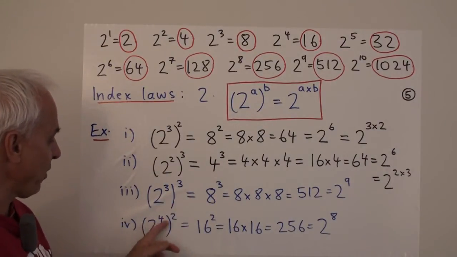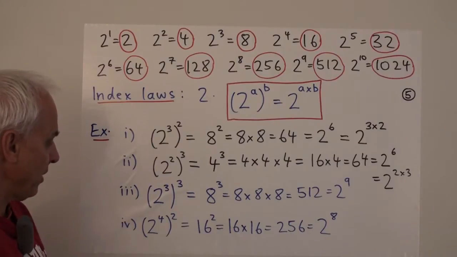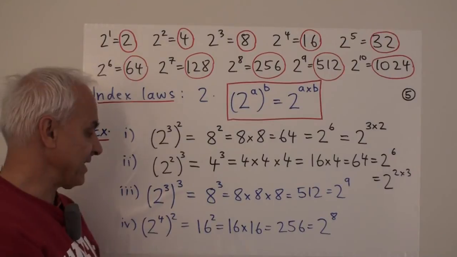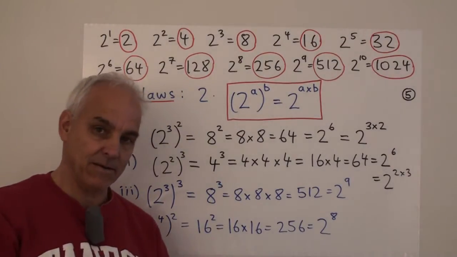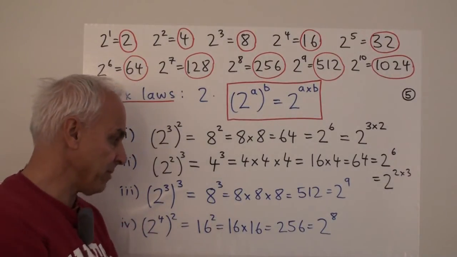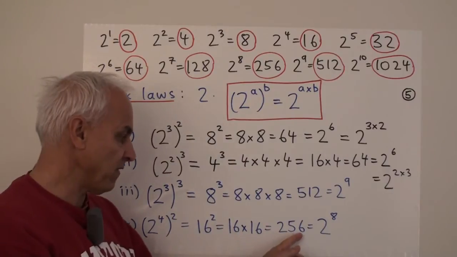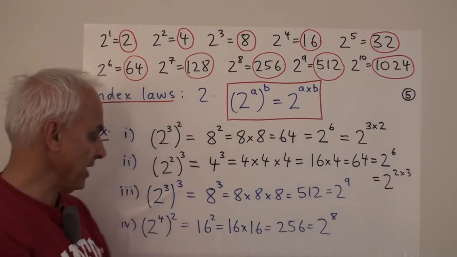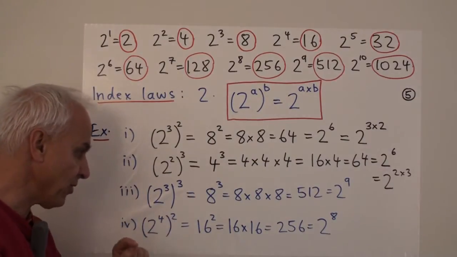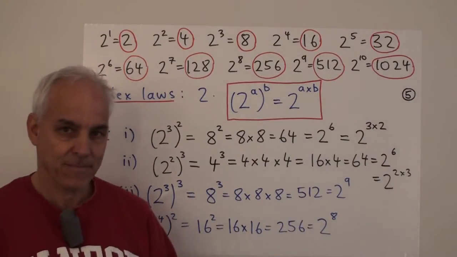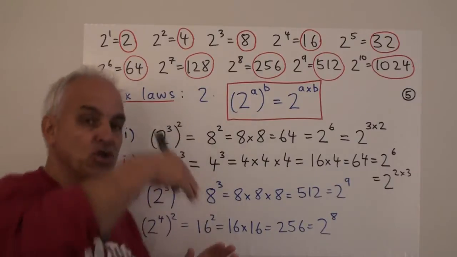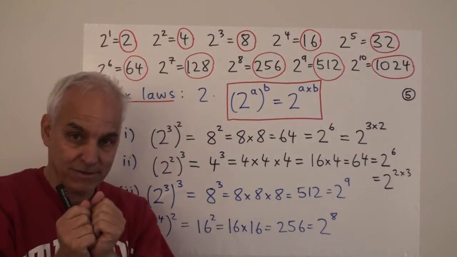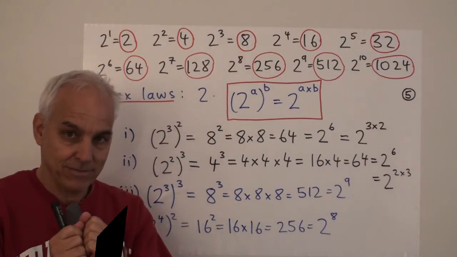And what about 2 to the 4th squared? Well, 2 to the 4th is 16. If we square 16, it's 16 times 16. Again, we could do the multiplication. That turns out to be 256, which is 2 to the 8th. And that agrees with the index law because 4 times 2 is 8. So when you have an exponent to an exponent, the new exponent is the product of the exponents.